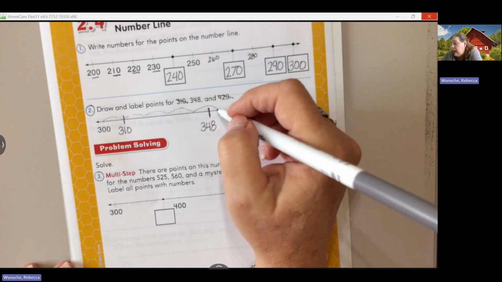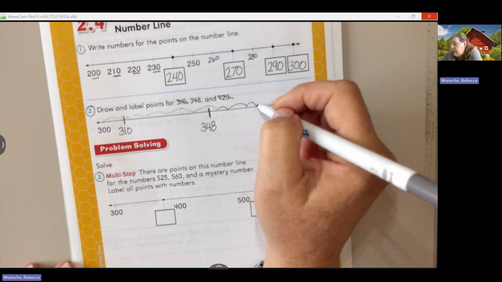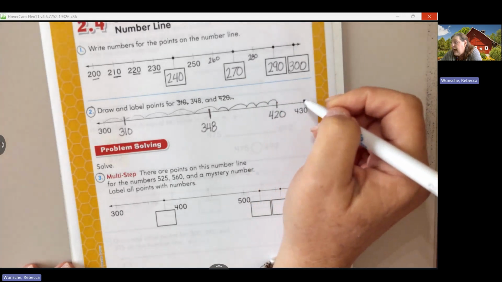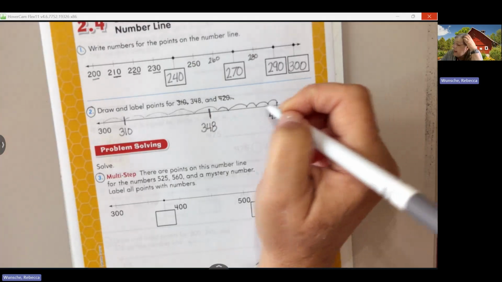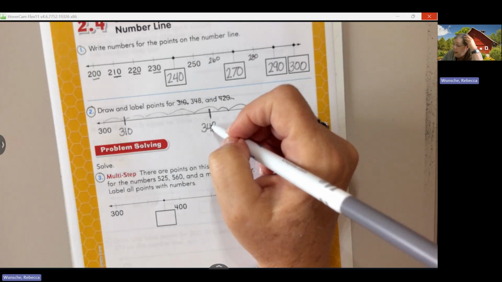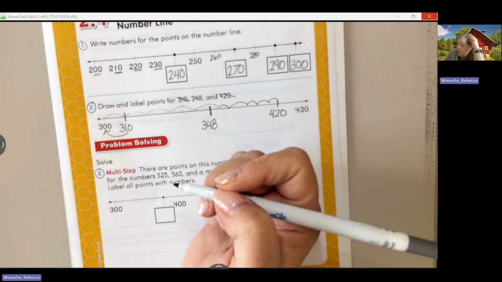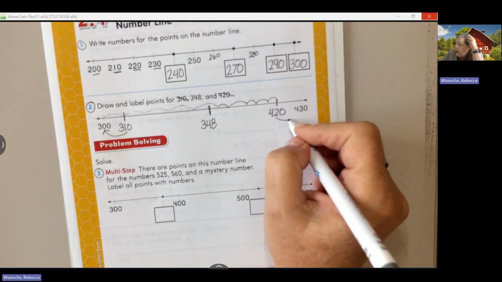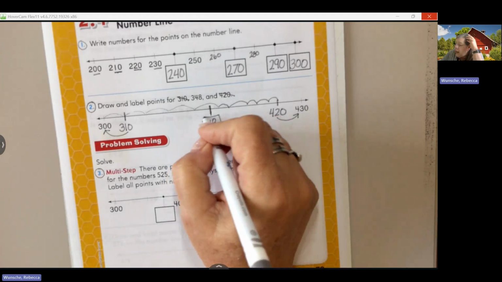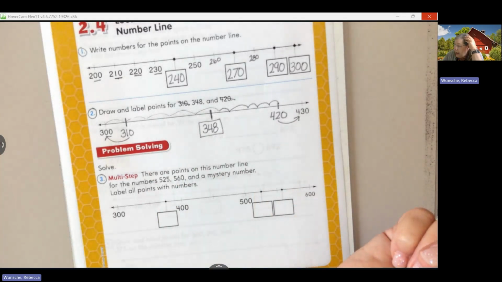So I could count on, I could say 360, 370, 380, 390, 400, 420. I didn't do my numbers really evenly there, but the main thing that they want me to see in this number line is that 310 would be close to 300, that 420 would be close to 430, and that 348 would land somewhere in the middle of those two numbers that I placed.